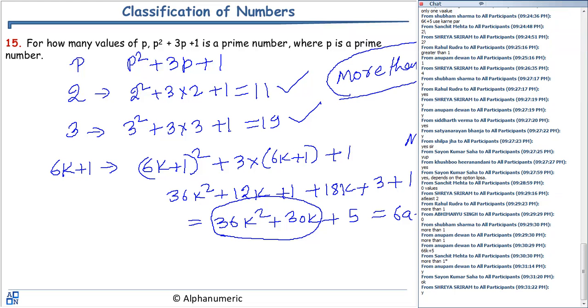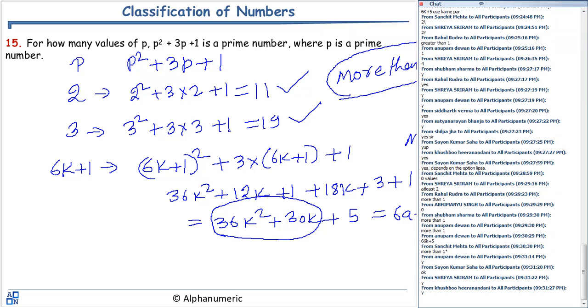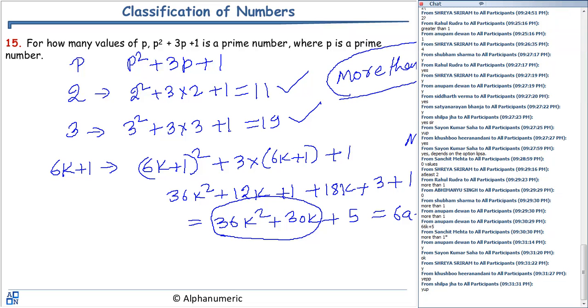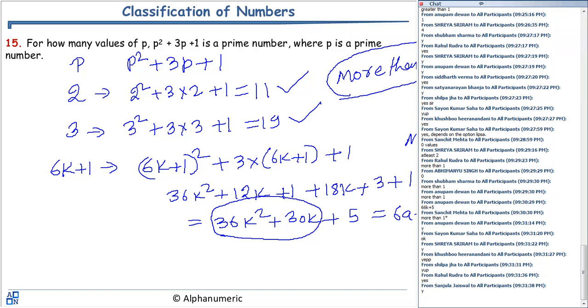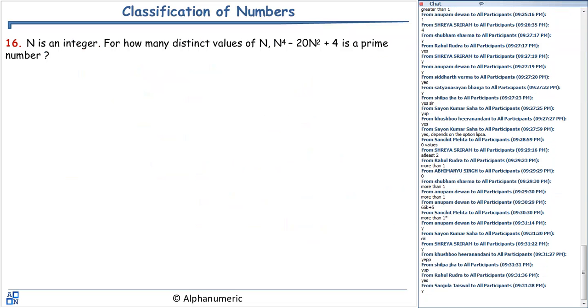Because 6a plus 5 may be prime. There is nothing common between them. Okay, so can we move to the next question, question number 16? All right. Great, so I'm moving to the next question. Now tell me the answer of this question, all of you.